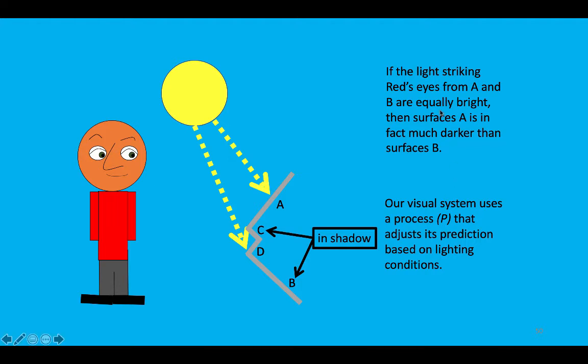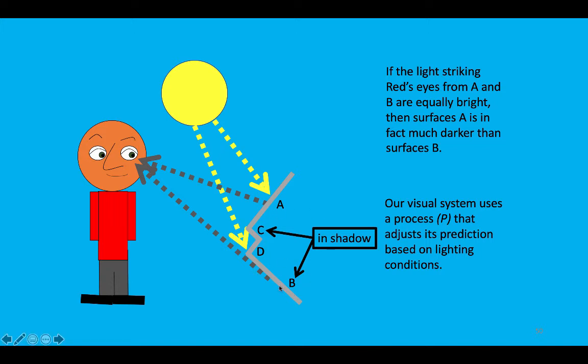Similarly, if the light striking Red's eyes from A and B are equally bright, when the light is up here and A is in full sun and B is in shadow, it follows that surface A must be much darker than surface B. So think it through. Suppose the light coming from A and the light coming from B striking the eyes are in fact the same. Well, how could they be the same if B is in shadow?